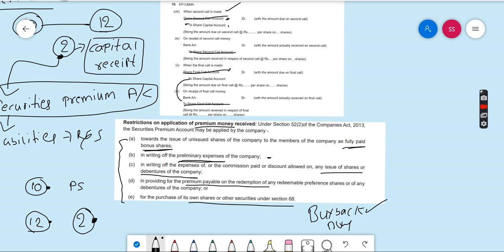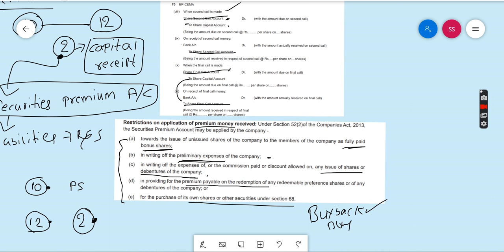And then the next one is, if you incur any expenses while issuing the shares, like commission paid or discount allowed, that can be written off by the securities premium account. And while redeeming the preference shares or debentures, if you redeem them at a premium, that can be covered by the securities premium account.